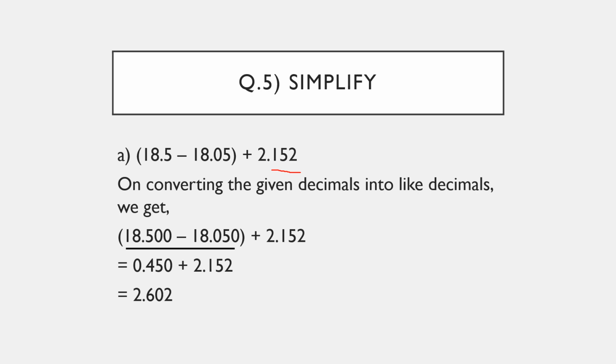So first we'll solve the bracket. So we'll subtract 18.500 and 18.050 first. After subtraction we'll be getting 0.450 and then we'll add 2.152 to that. So after addition we'll be getting 2.602.